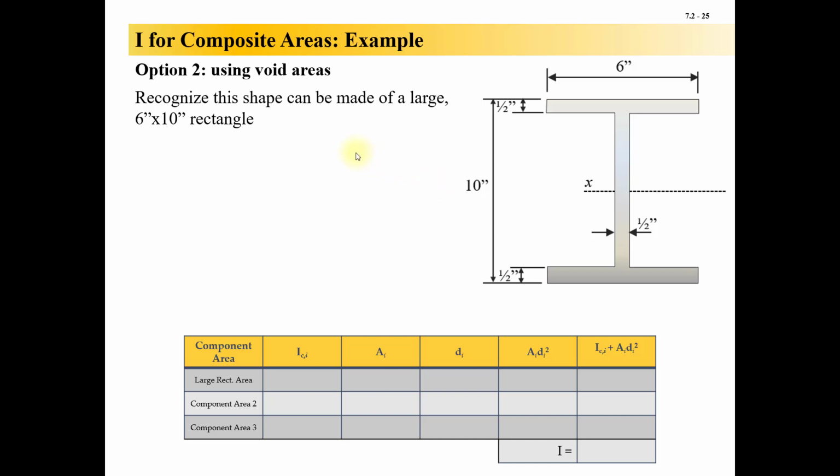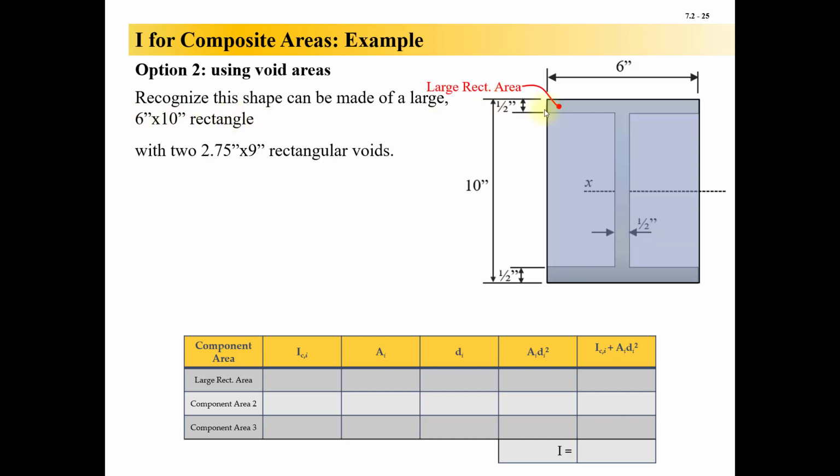Let's look at it under option 2, using void areas. Okay. Now this component area 2 and component area 3 are my void areas, and then my large rectangular area I'll show you in a second. It's going to be this 6 by 10. So that's my large rectangular area here. You can see I've overshot my area. What's cool about this large rectangular area is its centroid lies on the x-axis.